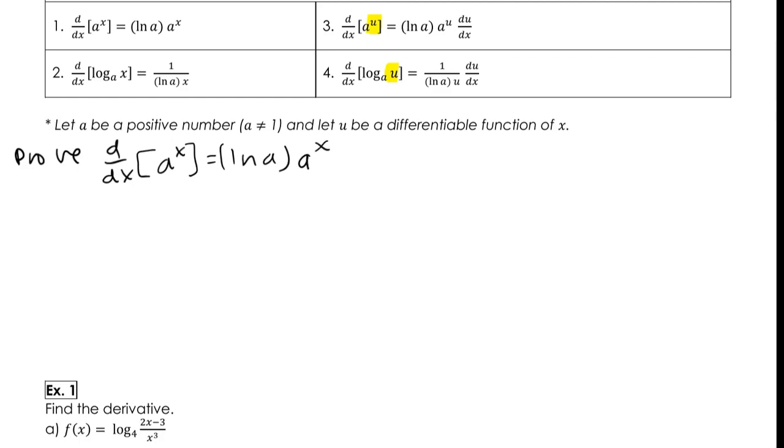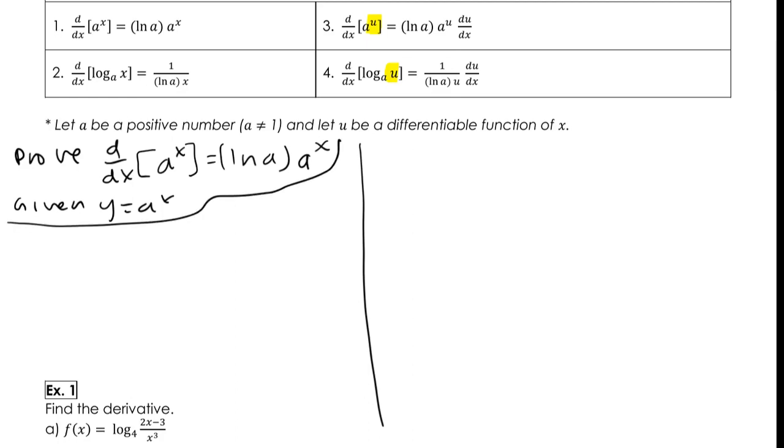Okay, well, let's say we are given a function that looks like the thing that we want to take the derivative of. Okay, so let's say we are given y equals a to the x. Okay, let's separate this. So if we are given y equals a to the x, and you know what, let's box this off too. Okay, so we're given y equals a to the x. Let's take the natural log of both sides. Doing so allows this x to come down in front. Okay, so now that we have this, let's take the derivative of both sides.